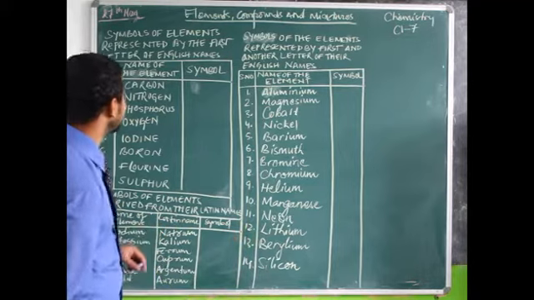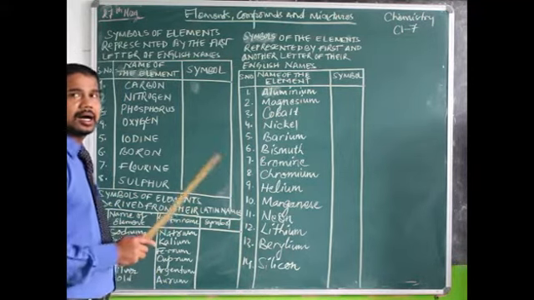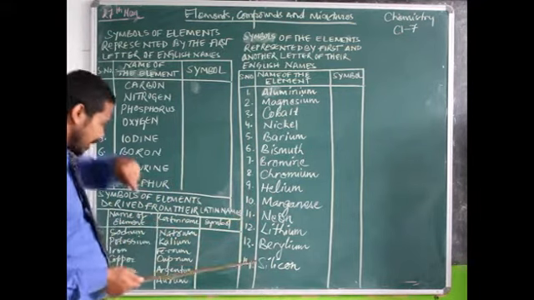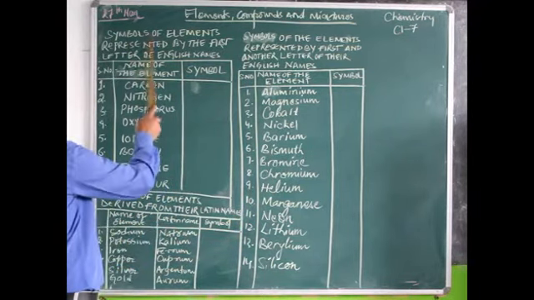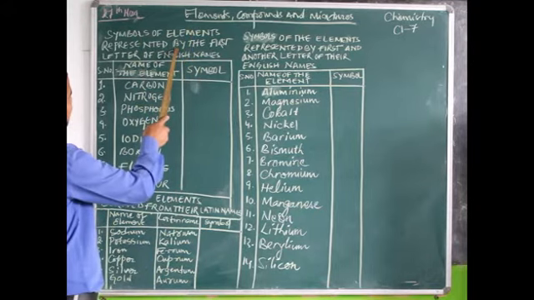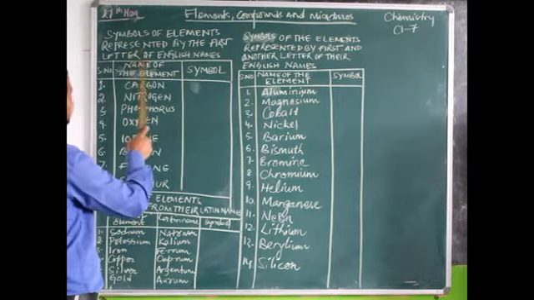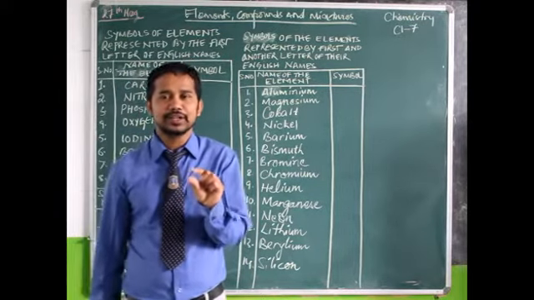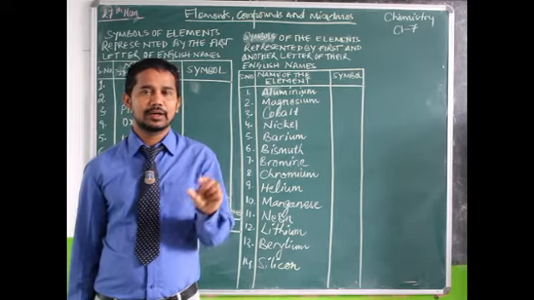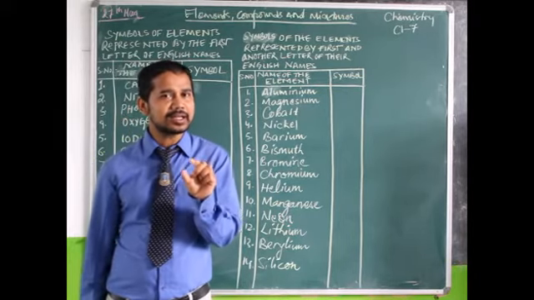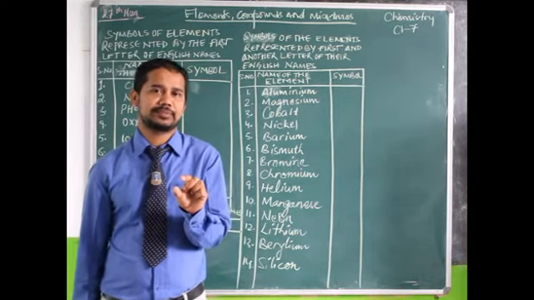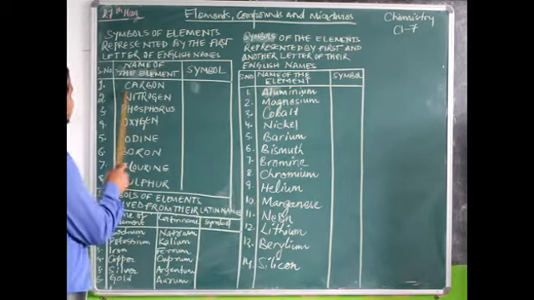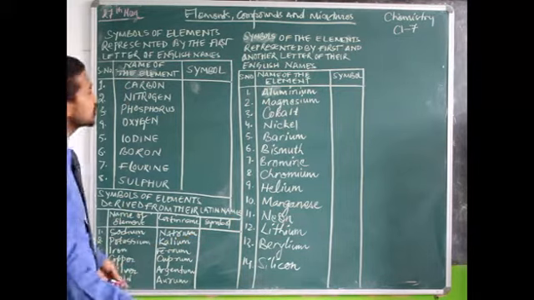Last time I said symbols are assigned to different elements in three ways. Number one, symbols of elements represented by the first letter of the English name. That means the first letter of their name. Some of the elements have symbols given by the first letter of their English name.